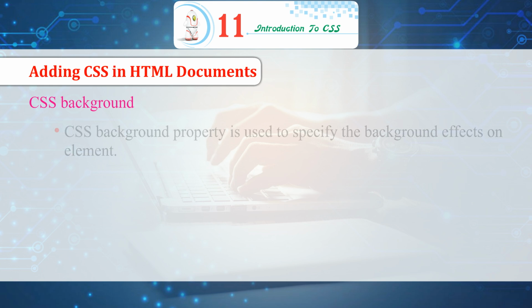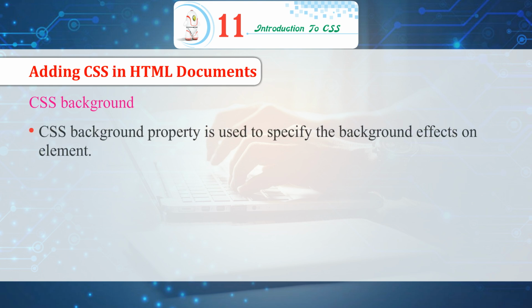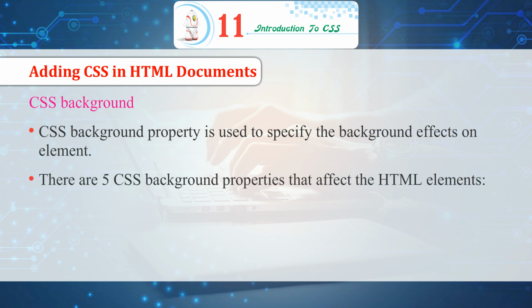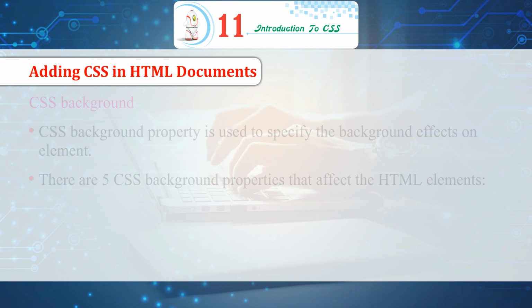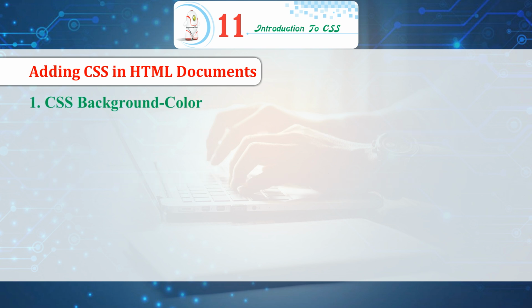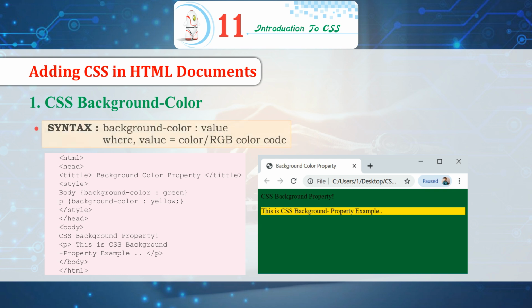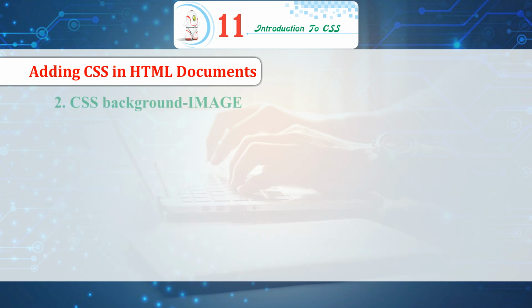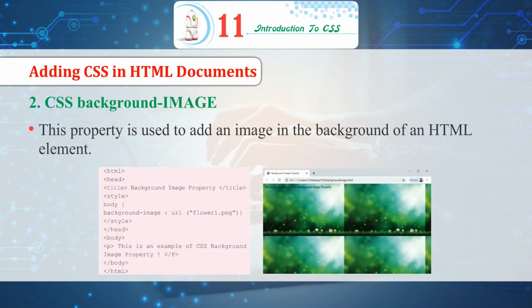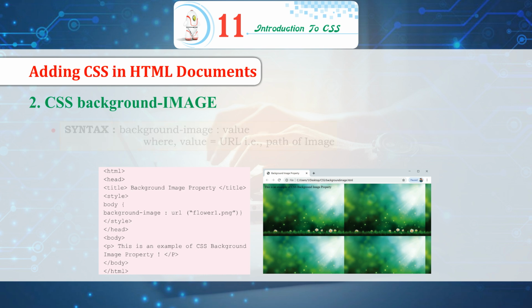CSS background. The CSS background property is used to specify the background effects on an element. There are 5 CSS background properties that affect the HTML elements. 1. CSS background color. This property is used to specify the background color of the element. Syntax: background-color: value, where value equals color / RGB color code. Example: 2. CSS background image.